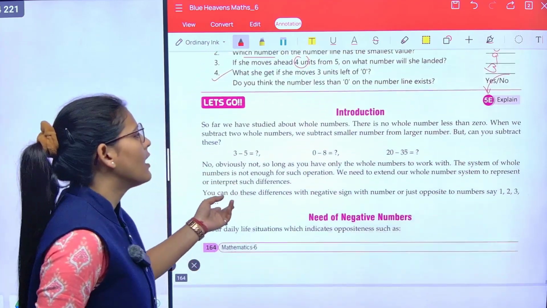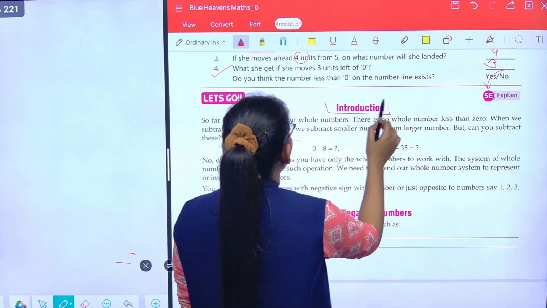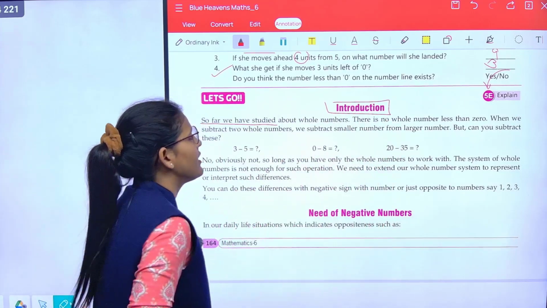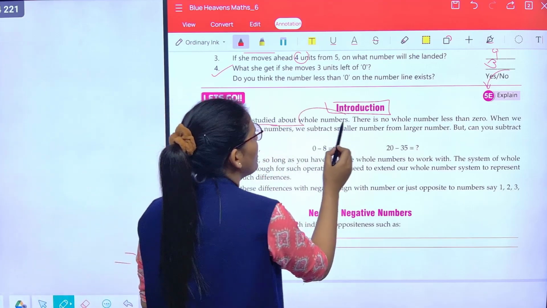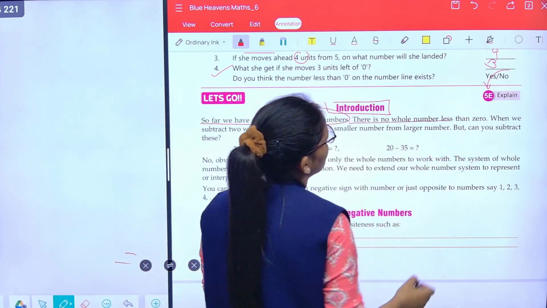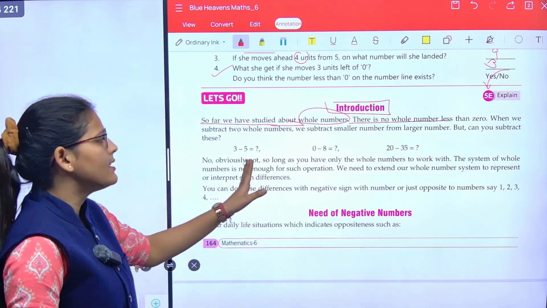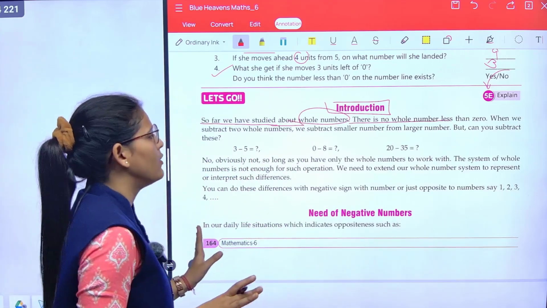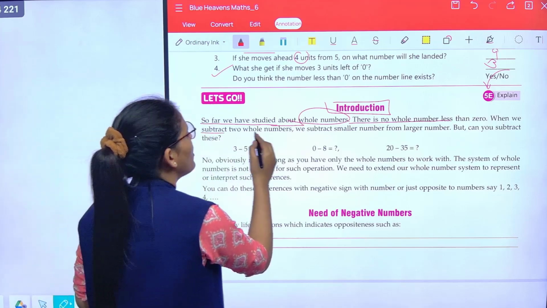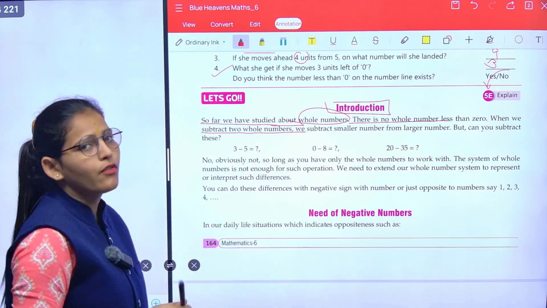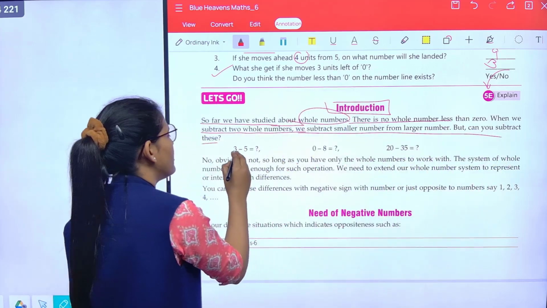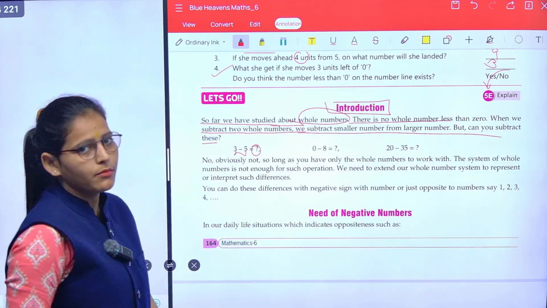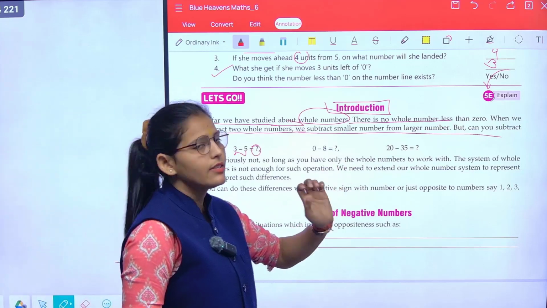Now class, introduction. So far we have studied whole numbers. Class, what have we studied about? About whole numbers. There is no whole number less than 0. Class, no whole number is less than 0. When we subtract two whole numbers, we subtract the smaller number from the larger number. But can you subtract these: 3 minus 5, 0 minus 8 or 20 minus 35?